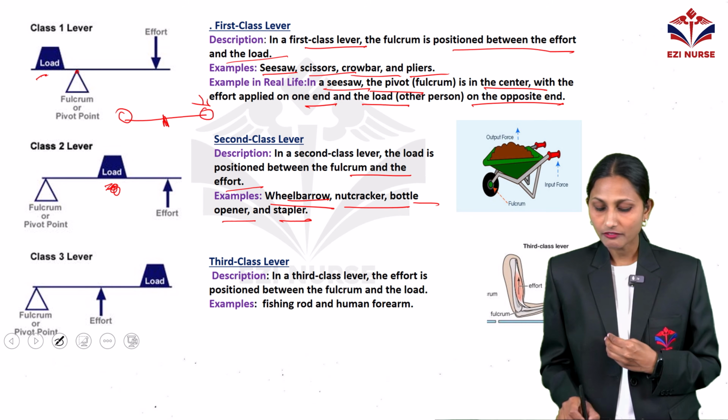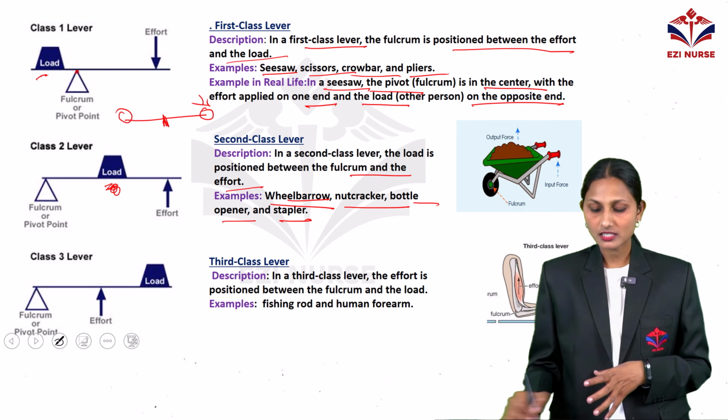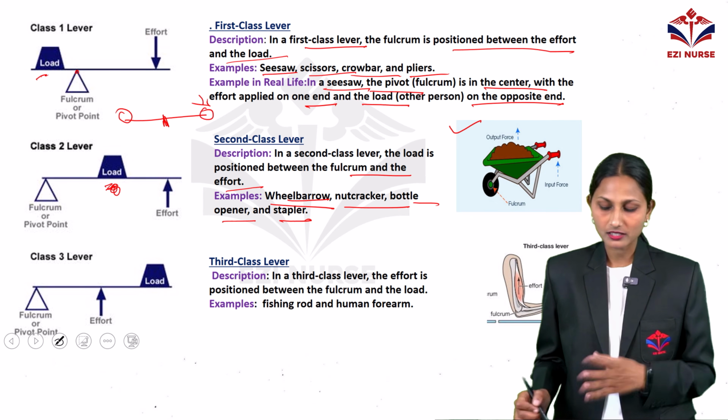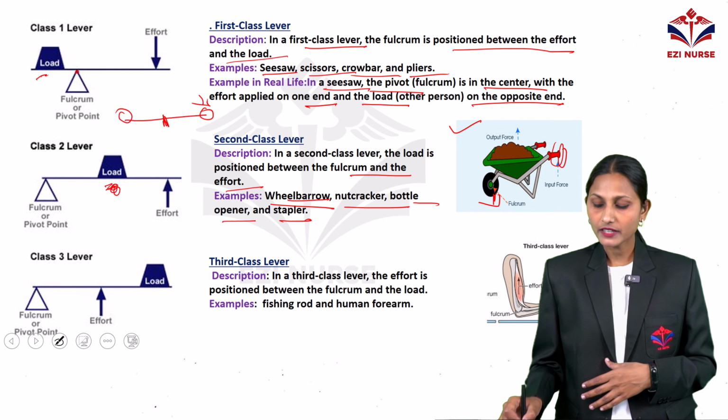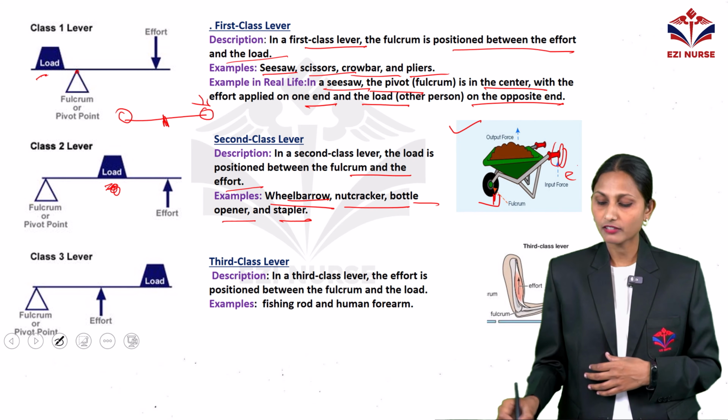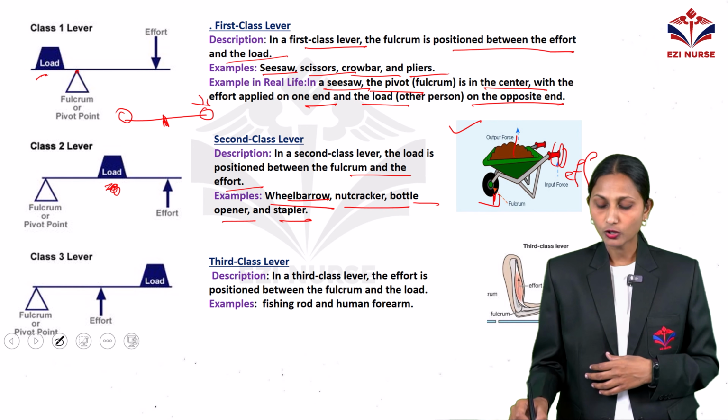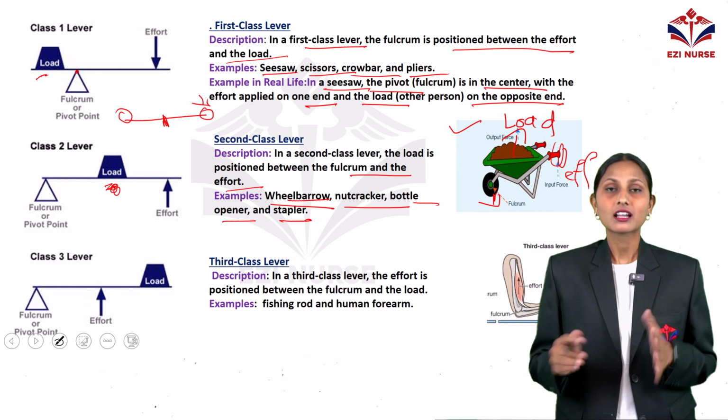So we will see the wheelbarrow. This is a wheelbarrow in the diagram. Here the fulcrum is there, and here we apply the force, that is the effort we are putting here. And the load which we are going to carry will be present here. So this is the class 2 lever.